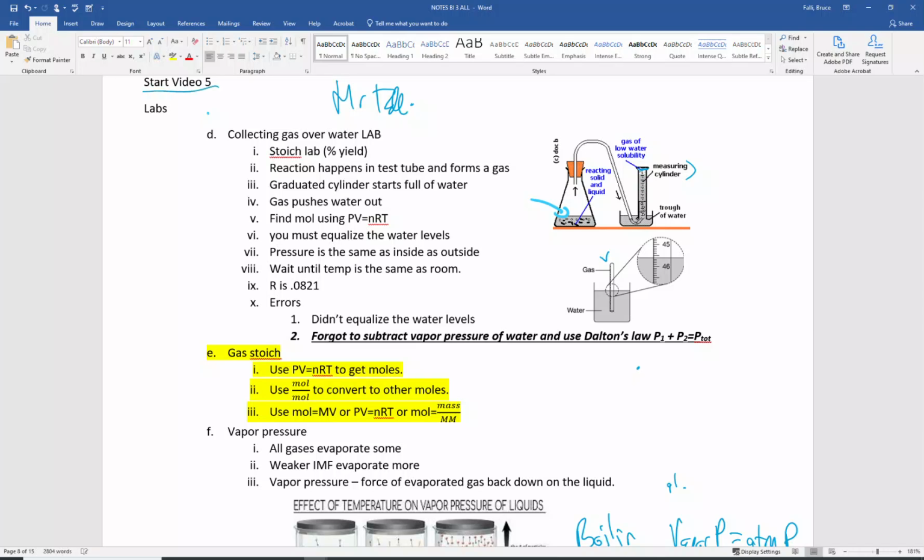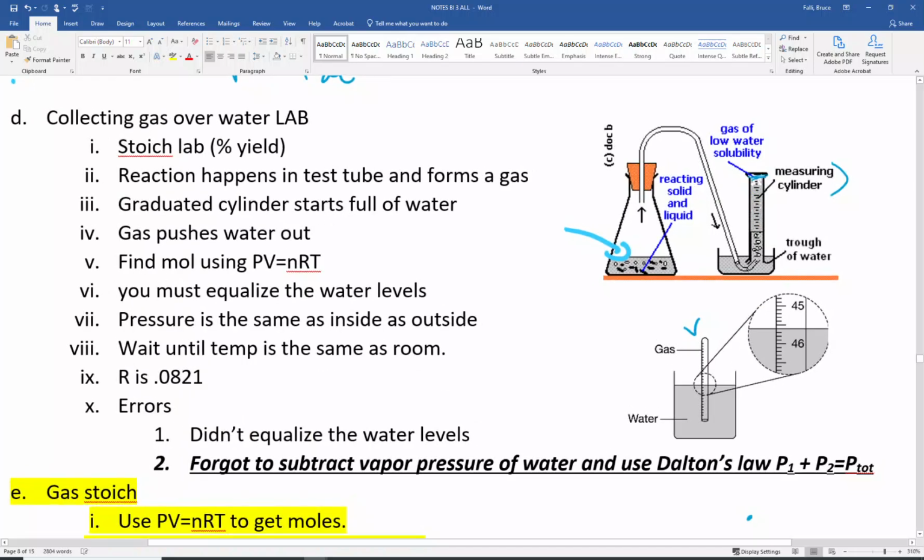We're going to talk about labs of Big Idea 3. So this is going to deal quite a little bit with the gas law labs from last time, and let's see if we can get them figured out. Collecting gas over water lab. So this is a stoichiometry lab.